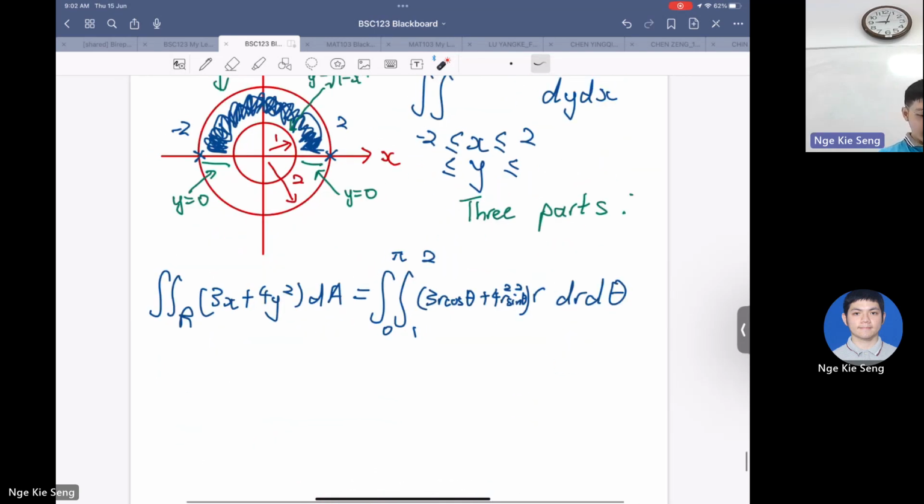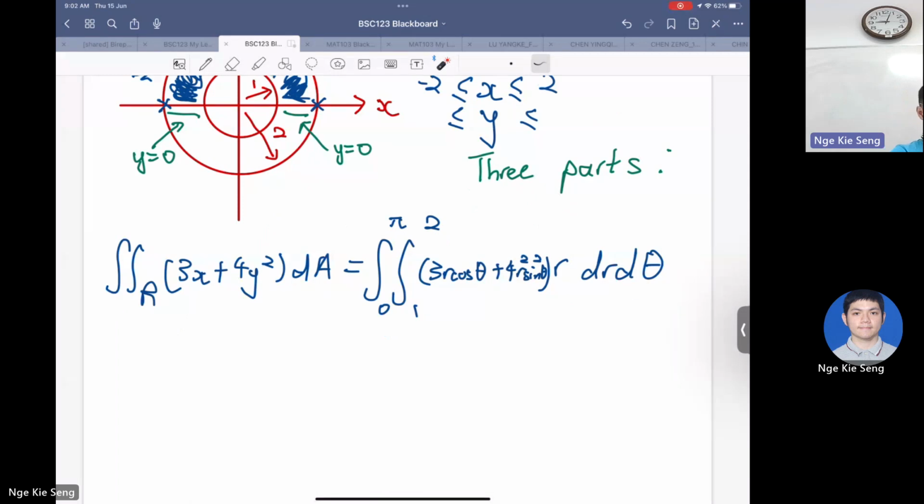Can we integrate this now? After we integrate this, we'll take a break. So let's compute this. What's this?